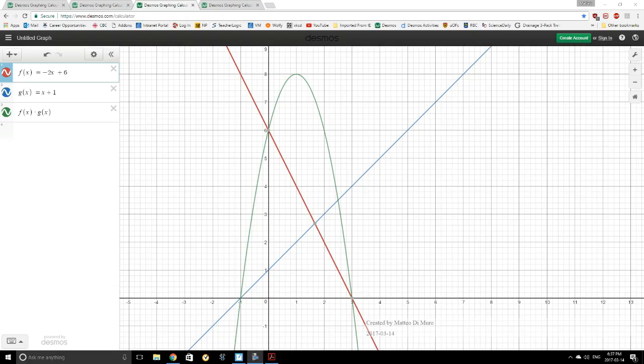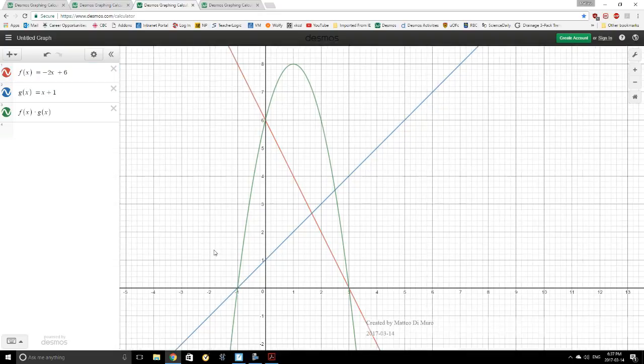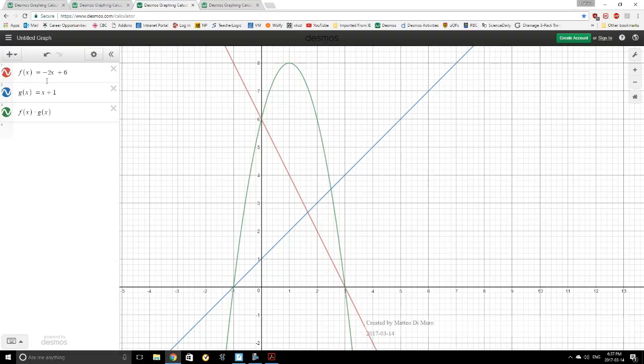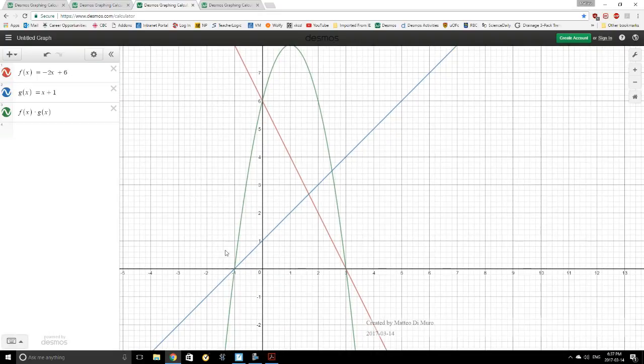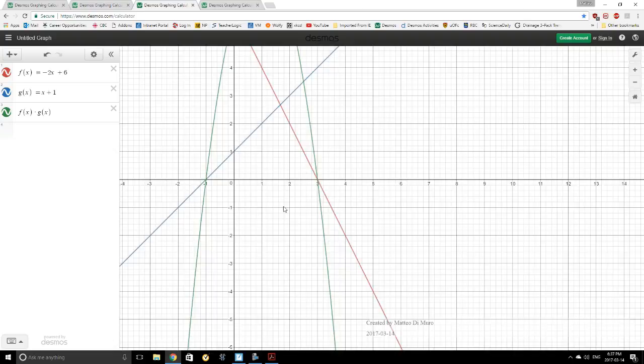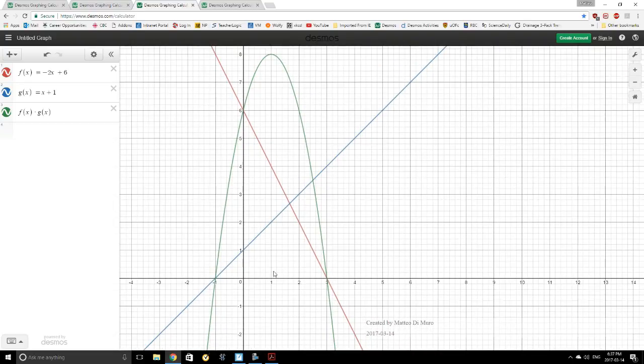for domain and range, it's just important to note that f of x and g of x are lines, so they don't have any restrictions on the domain. And in the new function, the one where we multiply them together, again, we have no restrictions on the domain. That's possible because the original functions don't have any restrictions. There is a restriction on the range because it's a parabola and it's opening down. You'd have to figure out your vertex point.